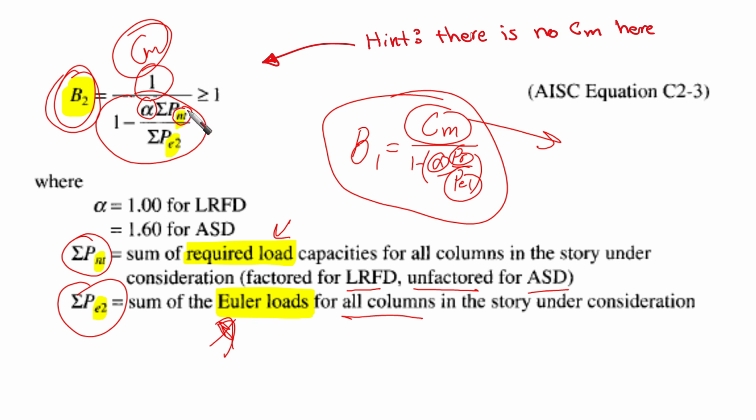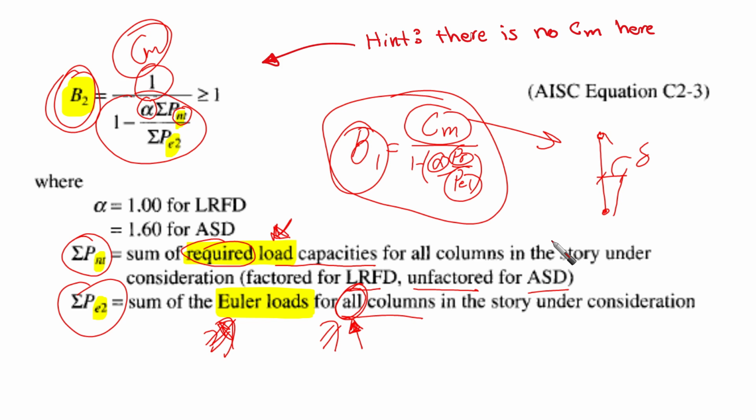So we have a ratio between the required load, which is the applied load in case of ASD or the factored load in case of LRFD, and the Euler load, which is like the buckling capacity of the columns. For all columns, we are talking about all columns. As you can see, there is a significant difference in the word all. Before, in B1 we were talking about an individual column, because we were talking about the individual element itself, delta. Here we're not talking about this.